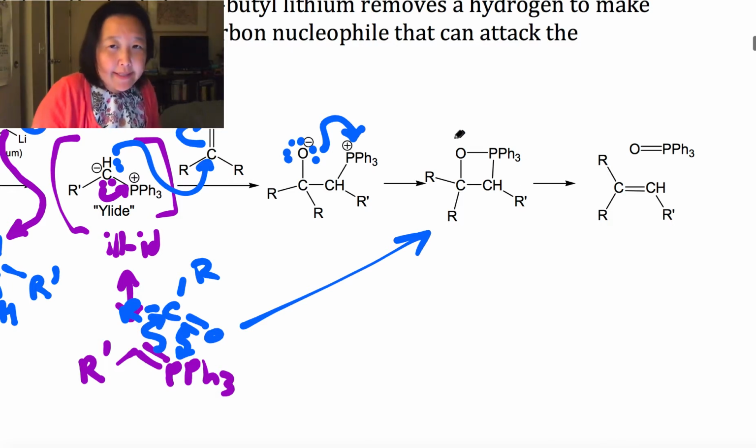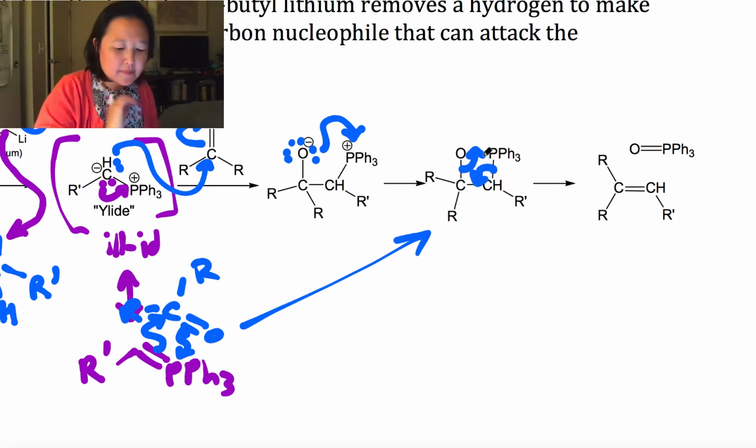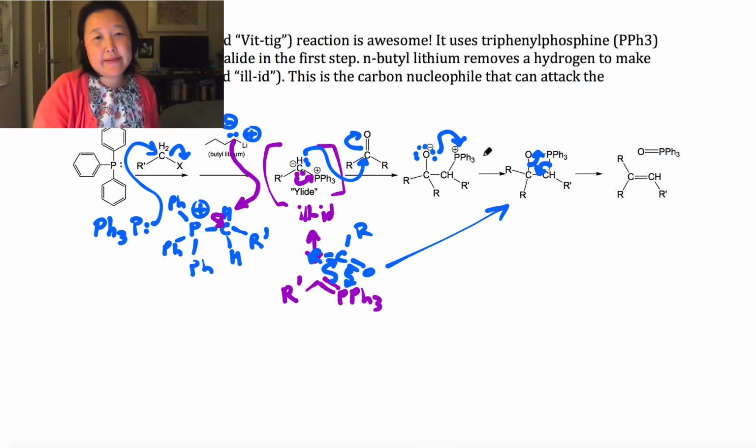At that point, remember I said this is a favorable bond to form. We can collapse this cyclic transition state down by something like that. Okay, ultimately, what are we doing here?